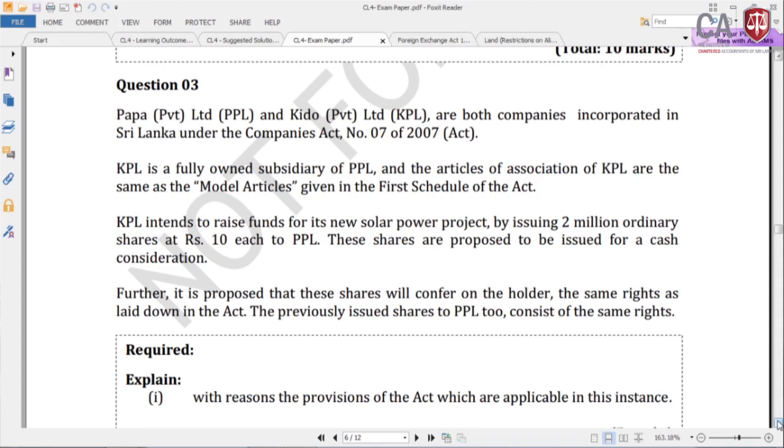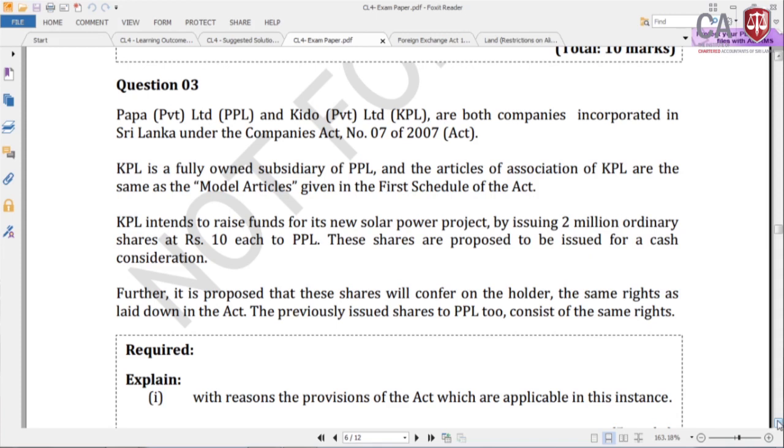KPL intends to raise funds for its new solar power project by issuing 2 million ordinary shares at rupees 10 each to its holding company PPL. These shares are proposed to be issued for a cash consideration. So it is to be issued for cash consideration. So the subsidiary is getting the cash from the holding company.